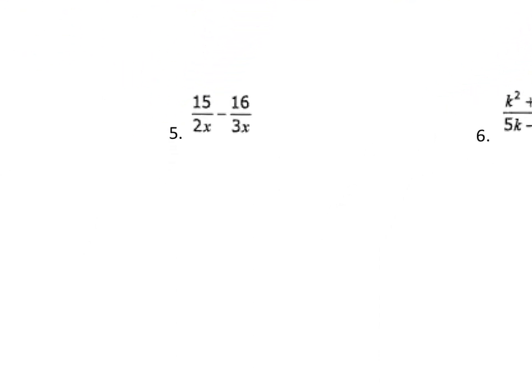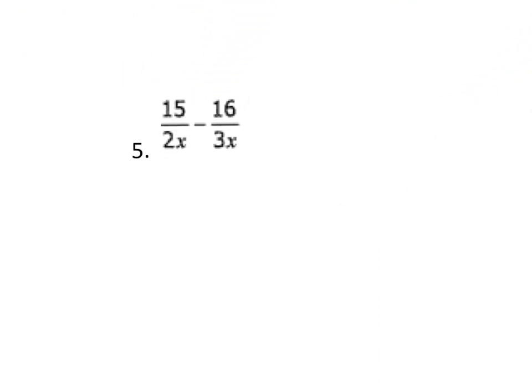Okay, down here. All right, so now we have different denominators. So what you want to do, just like if you had 2 and 3, a number that goes into 2 and 3 is going to be 6. So I'm going to make this 6x. In order to make the denominator equal to 6x, I have to multiply the top and the bottom by 3. And over here, I need to make this a 6x, so I'm going to multiply the top and the bottom by 2. So I'll have 45 over 6x minus 32 over 6x.